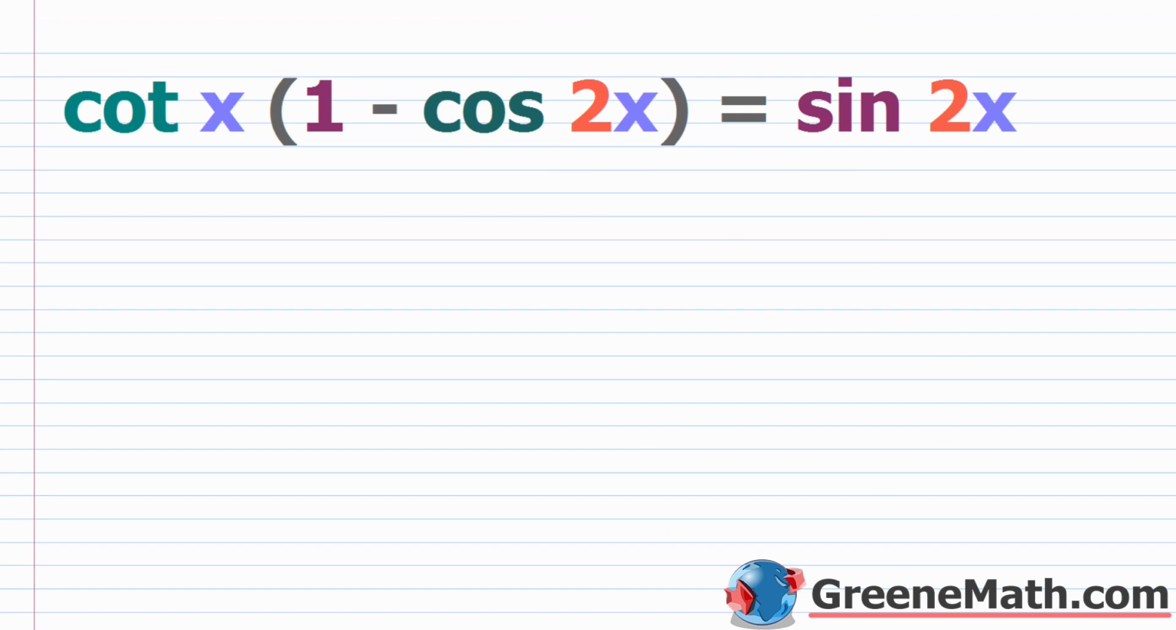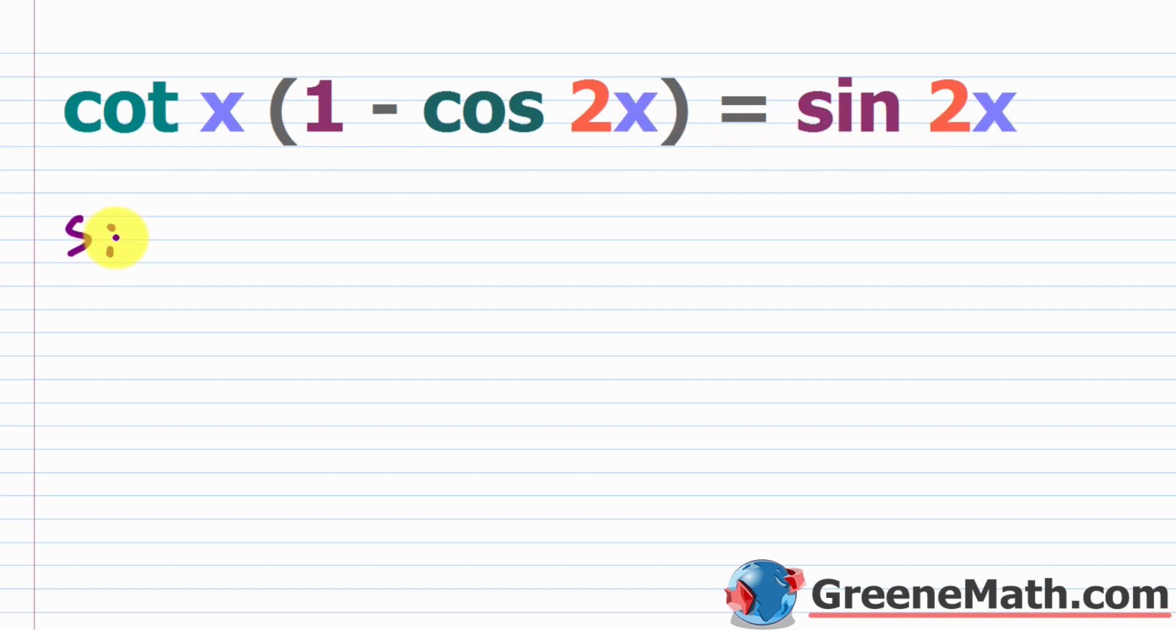Okay, let's look at two examples of verifying some trigonometric identities. You always want to get practice doing this because it keeps coming up again and again and again. And the more you work on it, the better you're going to be when you need it for calculus. Okay, so we have the cotangent of x times the quantity 1 minus the cosine of 2x is equal to sine of 2x.